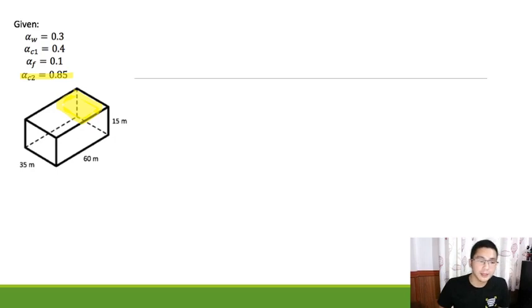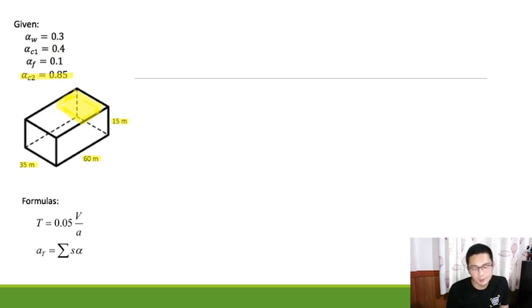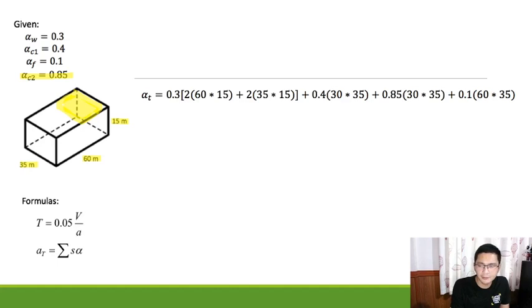So, again, dinrawing natin yung room. Again, this is in feet. So, 15 by 60 by 35. Formulas natin, similar pa din sa kanina. So, obviously, ulitin lang natin yung ginawa nating process kanina. But this time around, yung ceiling natin, mahati na siya sa dalawang portion. So, we can have multiple na formula.